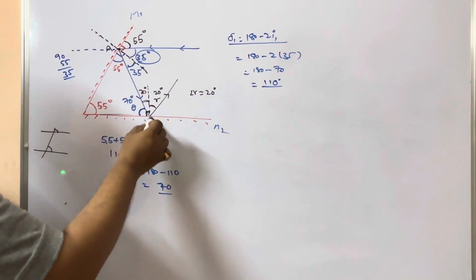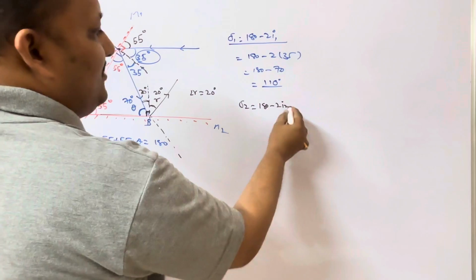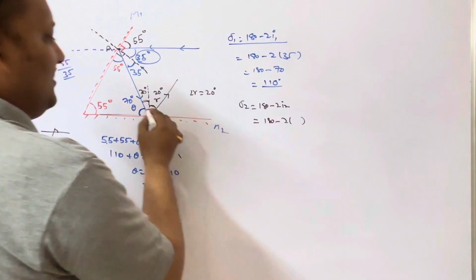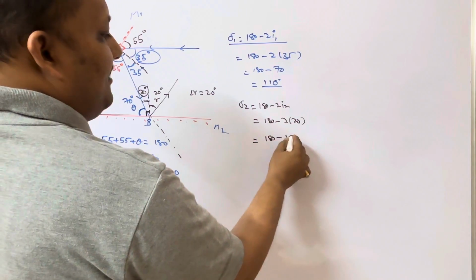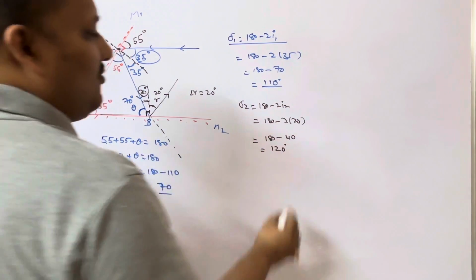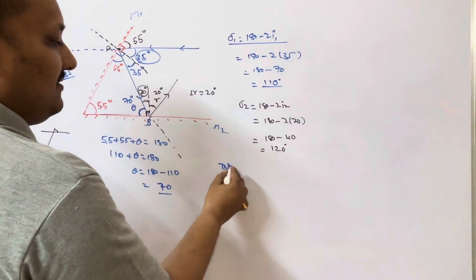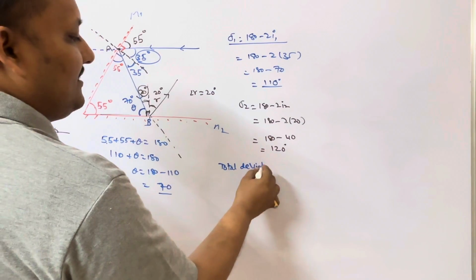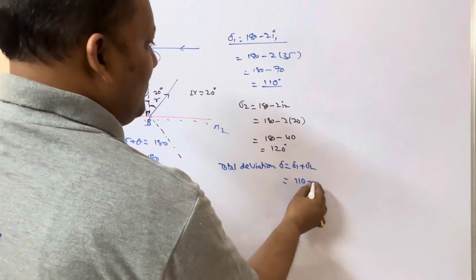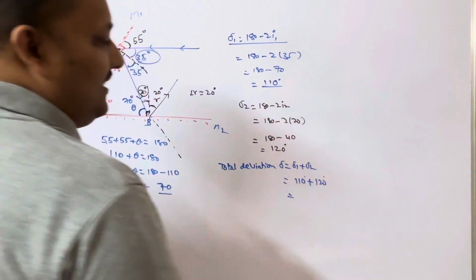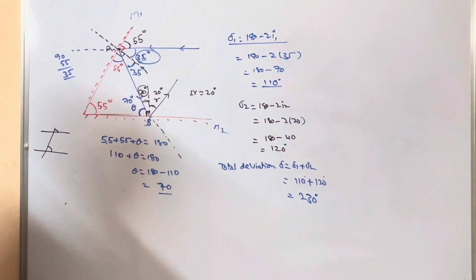Now they will ask what is the angle of deviation on the second mirror. So delta 2 is equal to 180 minus 2i2. So 180 minus 2 times i2, which here is going to be 20 degrees. Therefore, 180 minus 40, that is going to be 120 degrees. This is the angle of deviation. Then they will ask what is the total deviation. Total deviation is going to be delta 1 plus delta 2. So 110 plus 120 degrees, how much will you get? 230 degrees. That is the total deviation.